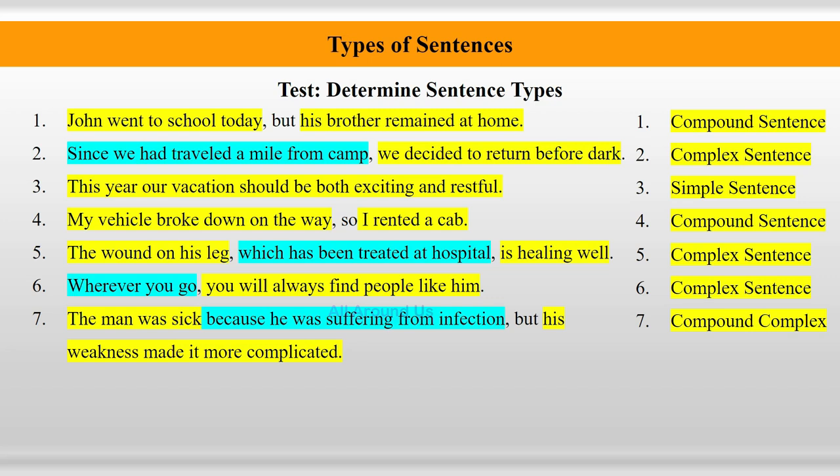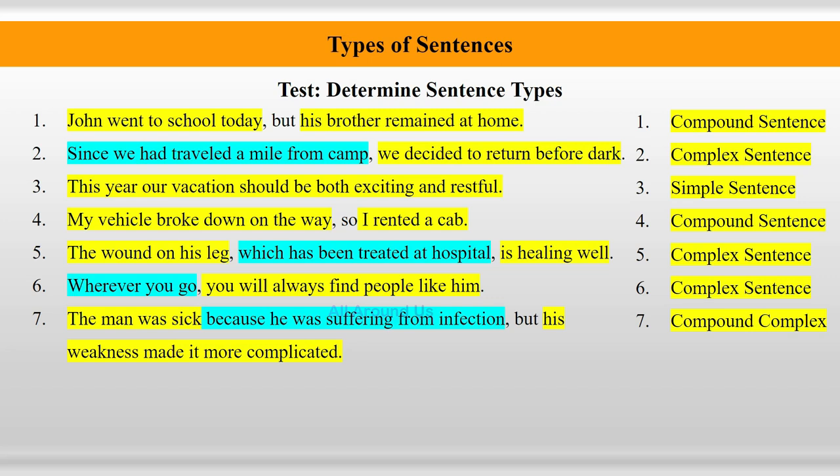Since we had traveled a mile from camp, we decided to return before dark. It is a complex sentence. Since we had traveled a mile from camp is a subordinate clause or dependent clause, and we decided to return before dark is a principal clause. It is a complex sentence. This year, our vacation should be both exciting and restful. It is only one principal clause, so it is a simple sentence.